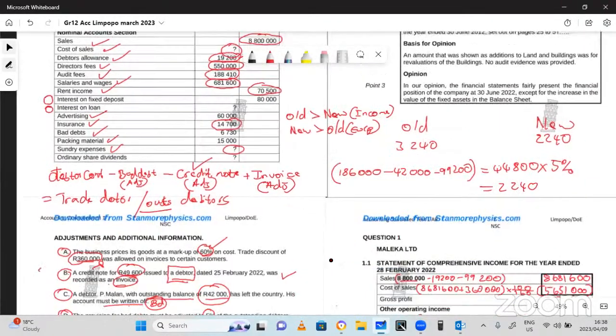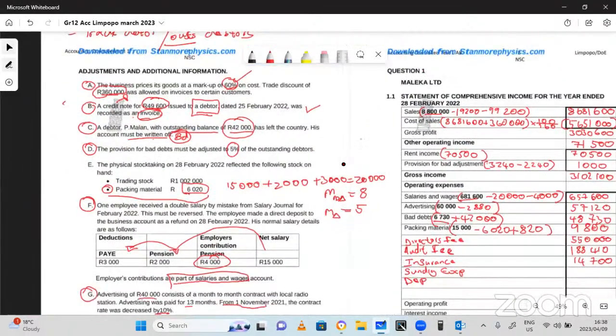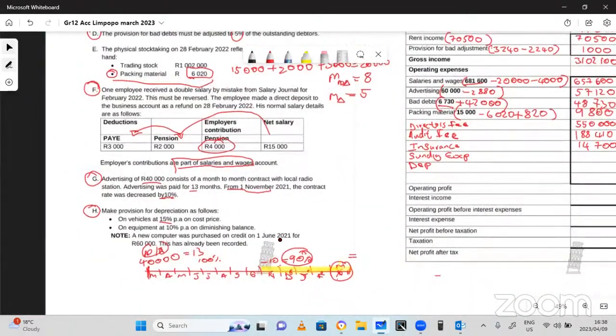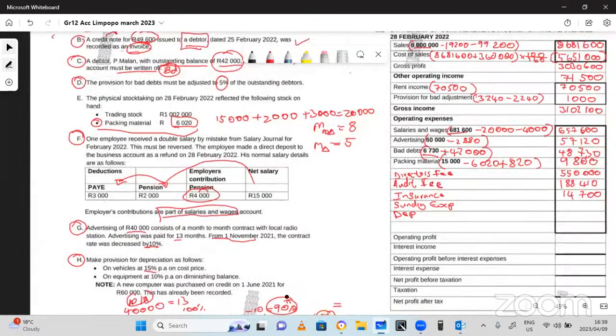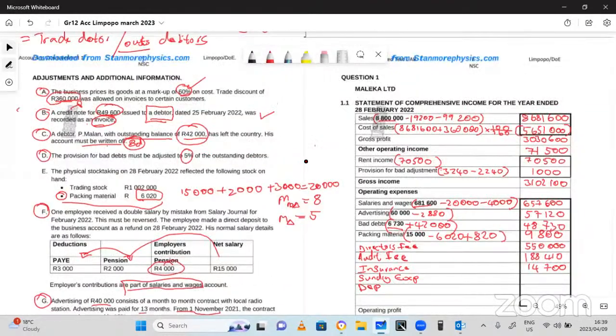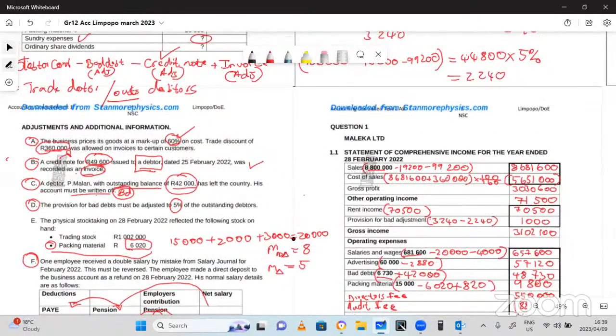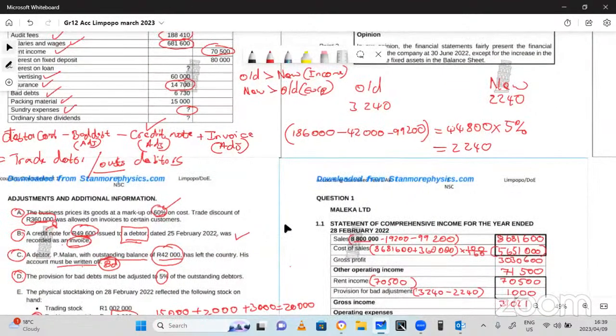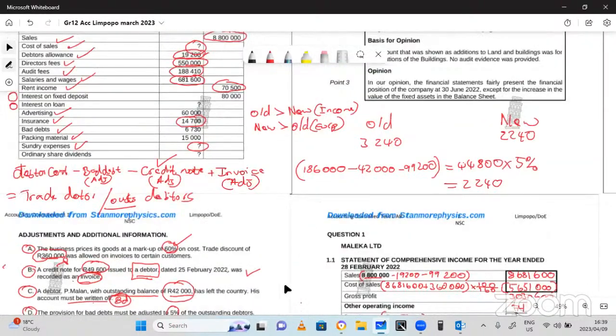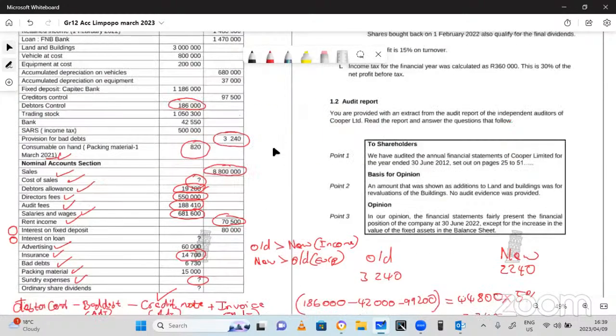Remember, there's no vehicle that was sold. Nothing is said about any vehicle that was sold, the only thing said is about an equipment, a computer that was purchased. So we have no vehicle that was sold and no vehicle that was bought, so we don't need to calculate depreciation number 3 and depreciation number 2. We will only calculate depreciation number 1. There was no movement on our assets, so we go and check our balances.